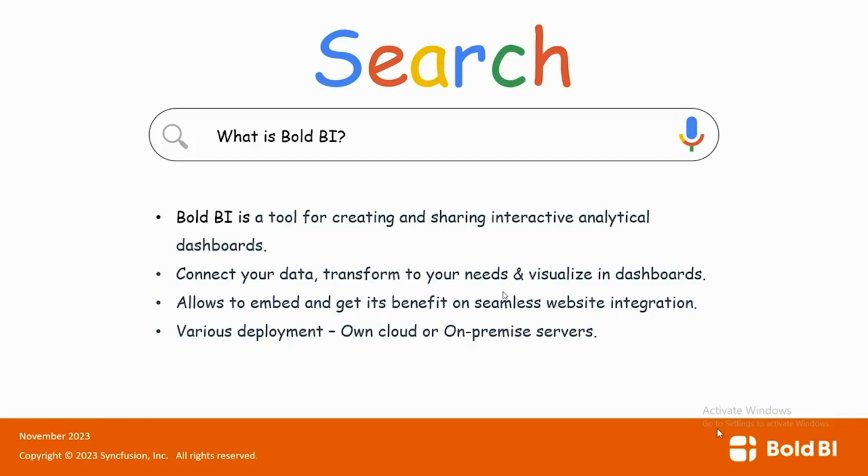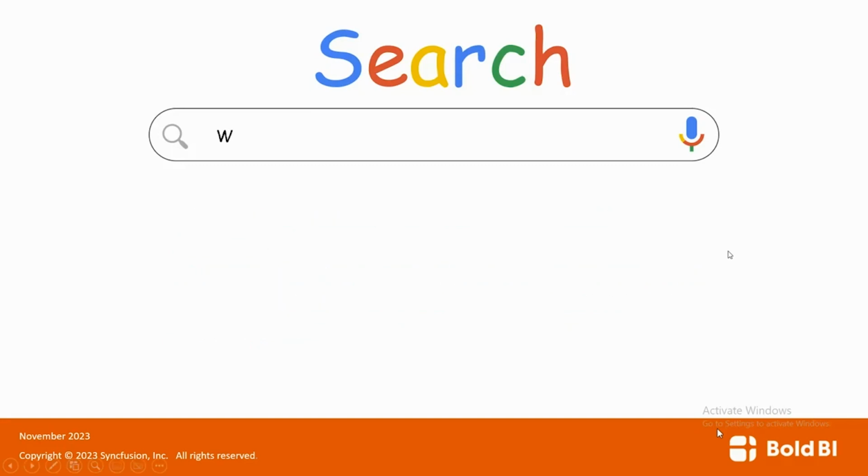We deploy Bold BI in two versions. One is our own cloud, which is completely managed by Syncfusion. The other is where you can host it on your own servers instead of the Syncfusion cloud. When we talk about on-premise servers, you can deploy on Windows, Linux, Kubernetes, Azure, or even Docker. So in this session, we are going to take a look at how to deploy Bold BI on the Docker platform. Now, what is Docker?